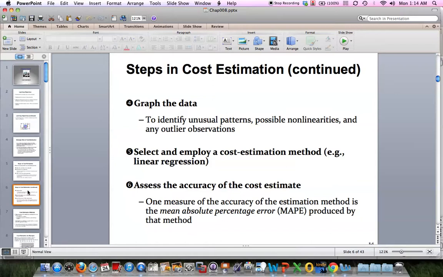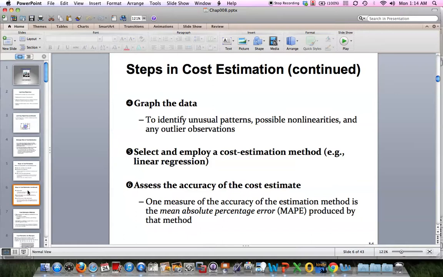And then we will talk about selecting and employing a cost estimation method. And there are 2 methods that can be used. And we're going to really just focus on one of them, the high-low method. There's also a method called regression analysis. We'll just kind of understand it, but we're not going to really follow through and do examples of it. We're going to focus on cost estimation.